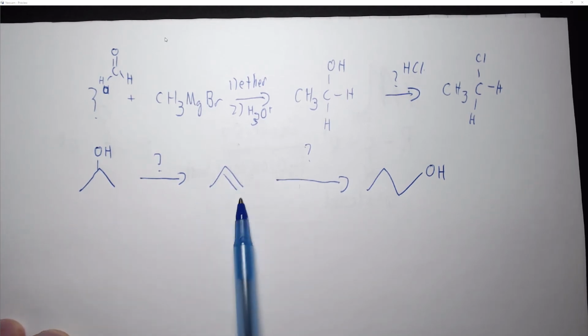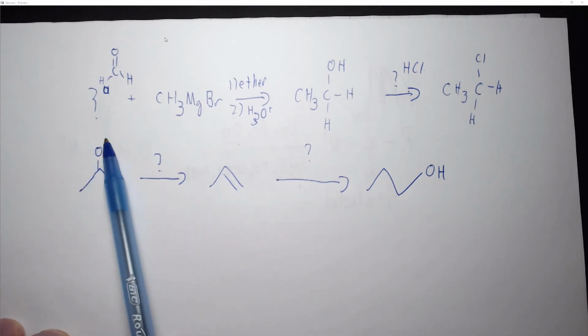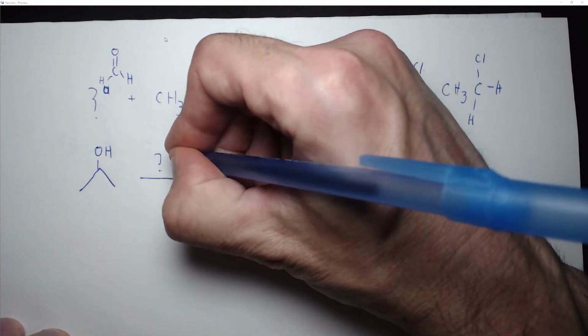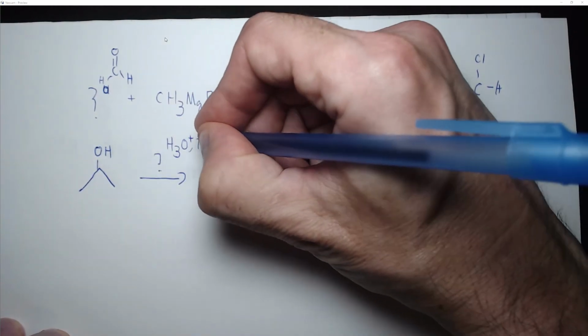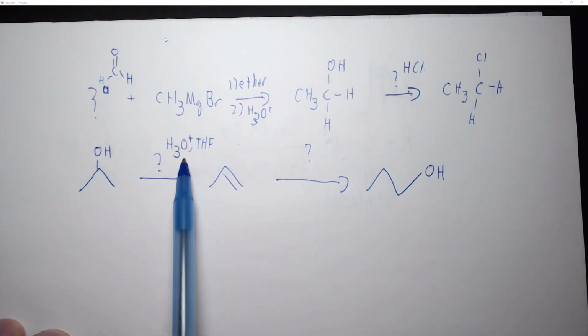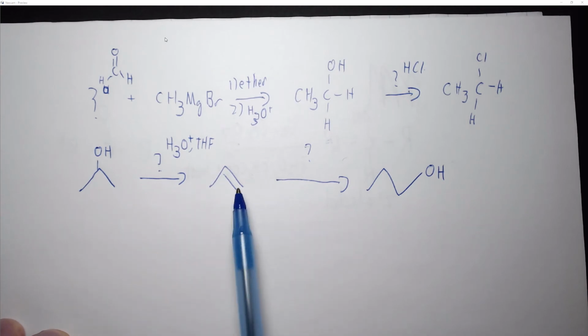Well, in the intermediate step, we end up with this alkene. When we have the OH and we end up with the alkene, we need an elimination. Here we have H3O+, THF, and possibly heat. You might have to heat this up a little bit in order to get it to go. We got an elimination step in this case.